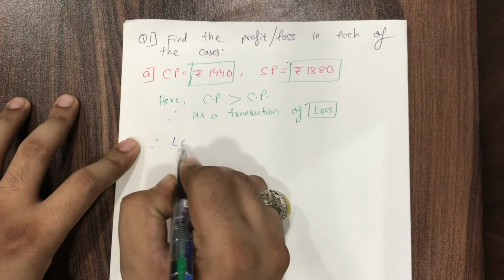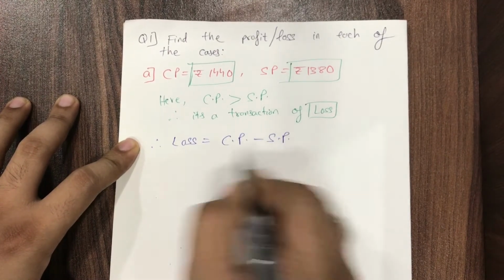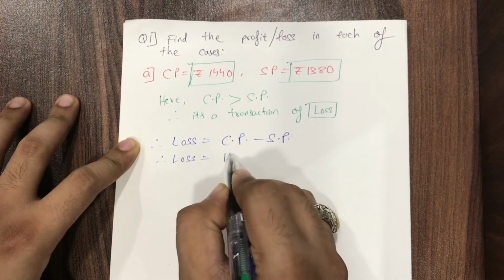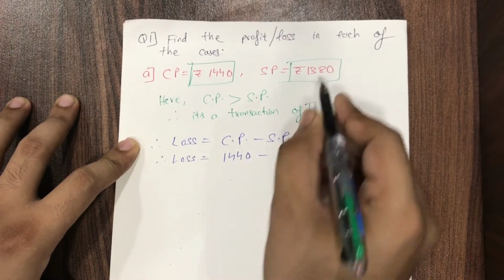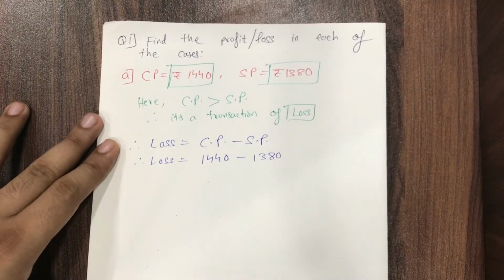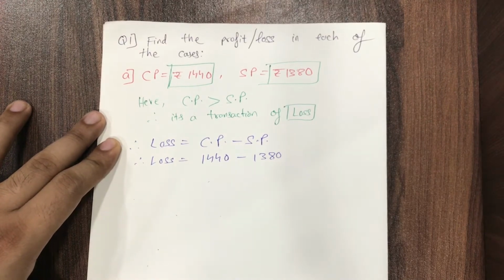Okay, so loss, formula for loss. Loss is what? Cost price minus selling price. Therefore loss is equal to, what is my cost price? Rupees 1440. What is my selling price? Rupees 1380. Okay, let's do the rough work. All of you, please do this rough work on the right hand side of the page. Don't do it on the last page.